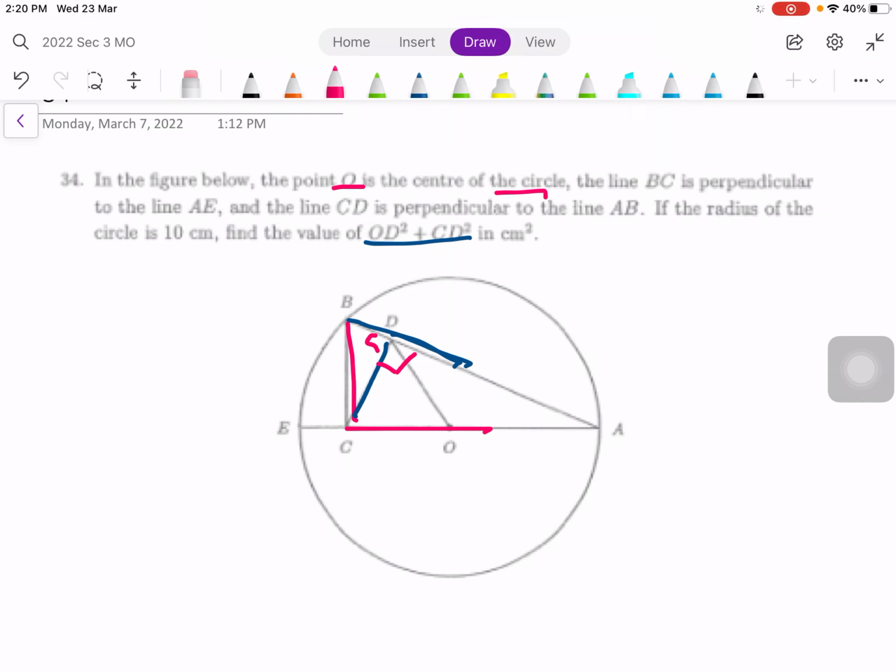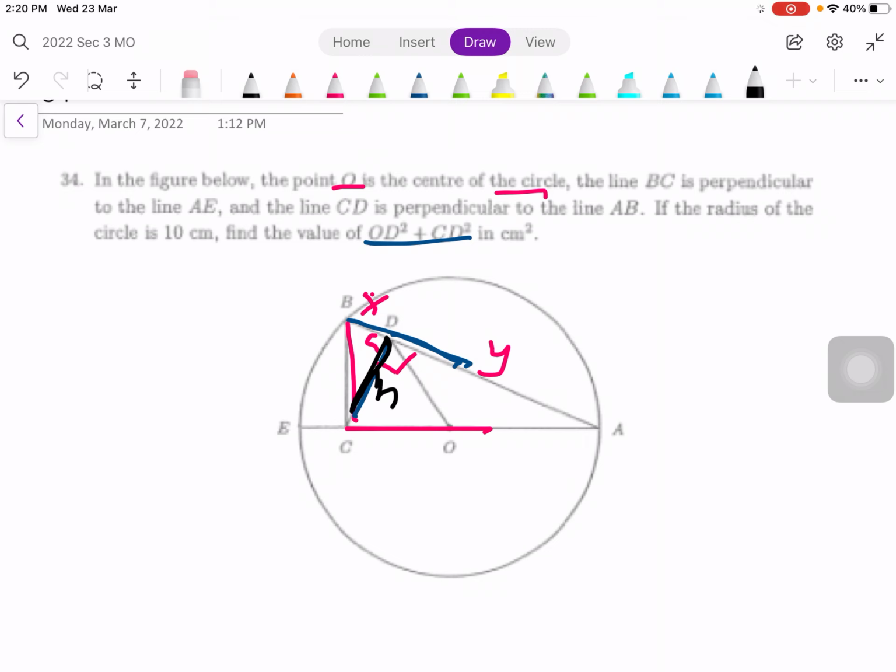Let me introduce the notation. Can I let the length of BD be x? That means this part here is x. And then this part here is y. Then I want to let the length of CD, this length here, be h. This is h.